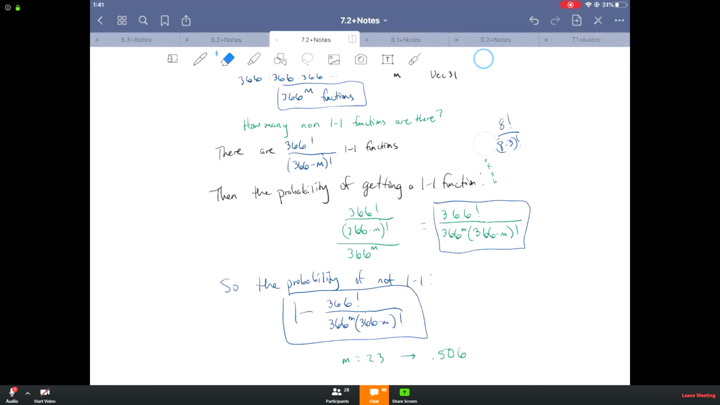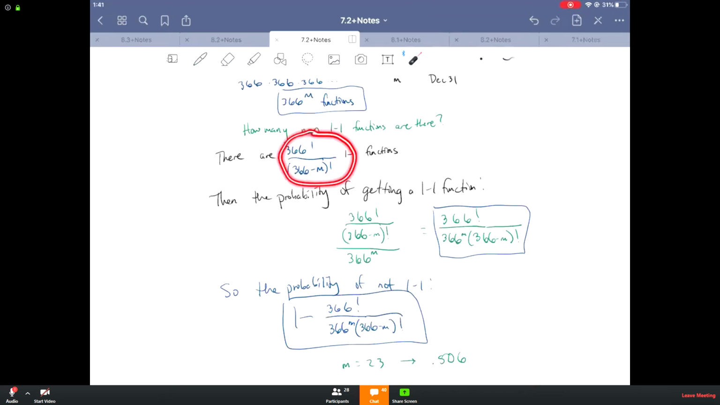Just to make sure, then you divide the whole thing by 366 to the m, because that's all the possible functions. Yeah, so it's a probability now, right? It's the number of one-to-one functions divided by the total number of functions. Right, so this number divided by that number, which is this ugly fraction inside of fractions, but that just simplifies to that over here. Okay, that makes sense. Thank you.